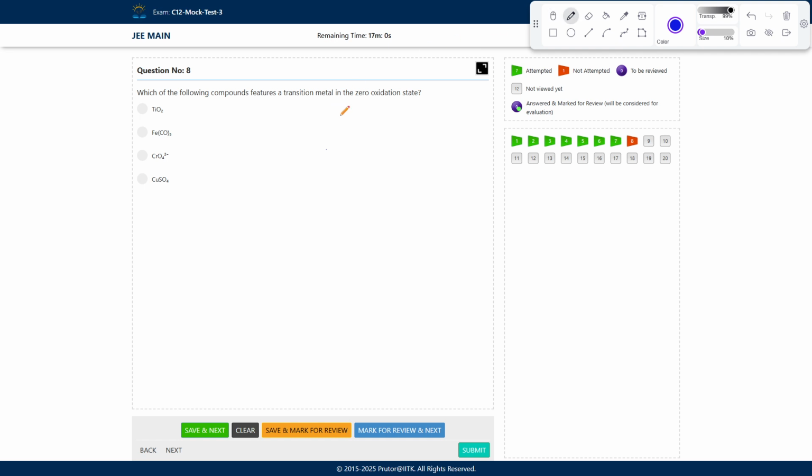So if you remember, we have studied the carbonyl ligand, right? Carbonyl, that is CO, is a pi acceptor ligand. So this is basically a pi acceptor ligand, and it is going to stabilize the lower oxidation state of transition metals, or zero oxidation state.